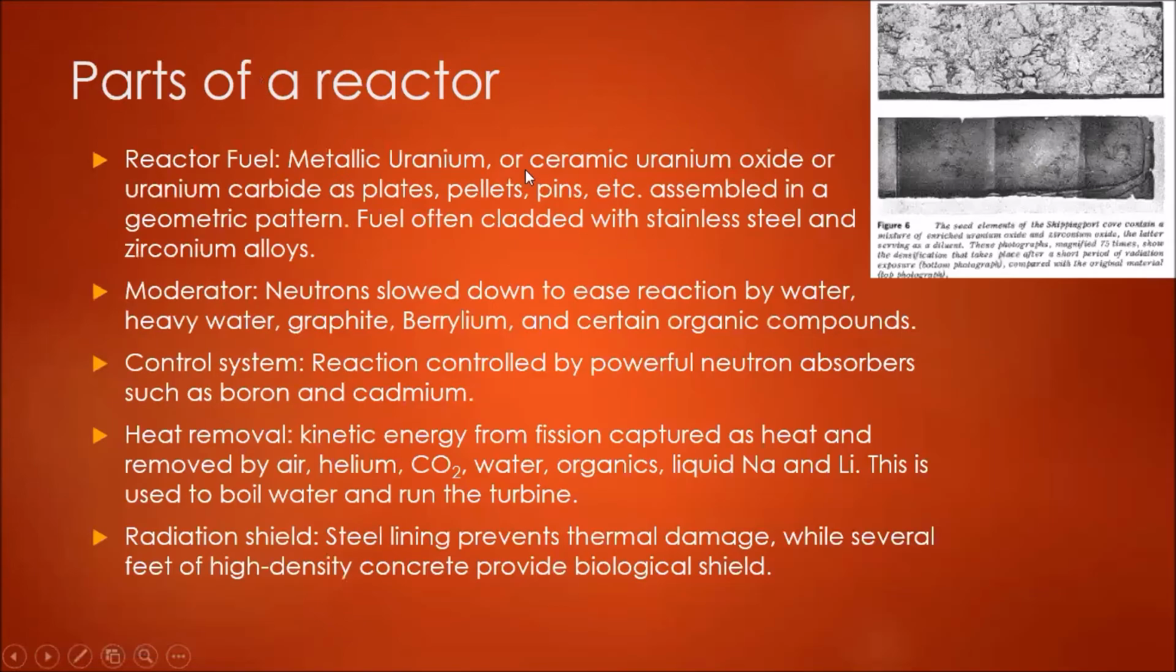But okay, what are the parts of a reactor? A reactor has, let's see, 5 basic parts. You have the fuel. This could be in many different types. It could be a metallic uranium. Most of the time, it is maybe a ceramic uranium oxide or uranium carbide, put as a plate, pellet, or pins, and they put it in a geometric pattern so that we can keep all the neutrons in one place. Now, the fuel is often cladded with a stainless steel or zirconium alloy to keep this from reacting with and coming into contact with other pieces of the uranium. The neutrons can penetrate just fine.